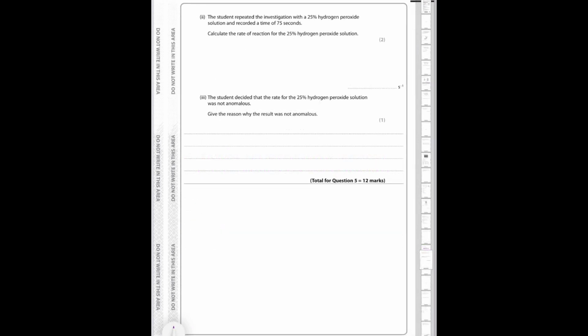The student repeated the investigation with a 25% hydrogen peroxide solution and recorded a time of 75 seconds. Calculate the rate of reaction for the 25% hydrogen peroxide. So the rate of reaction is 1 divided by the time taken. So that would be 1 divided by 75, and that gives us an answer of 0.013333, and giving our answer to the correct number of decimal places, that would give us an answer of 0.013.